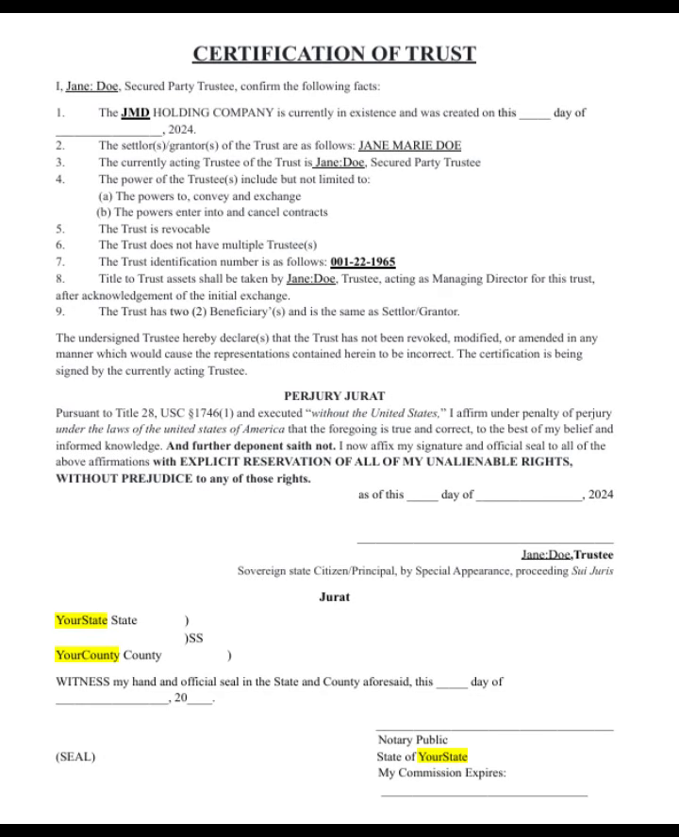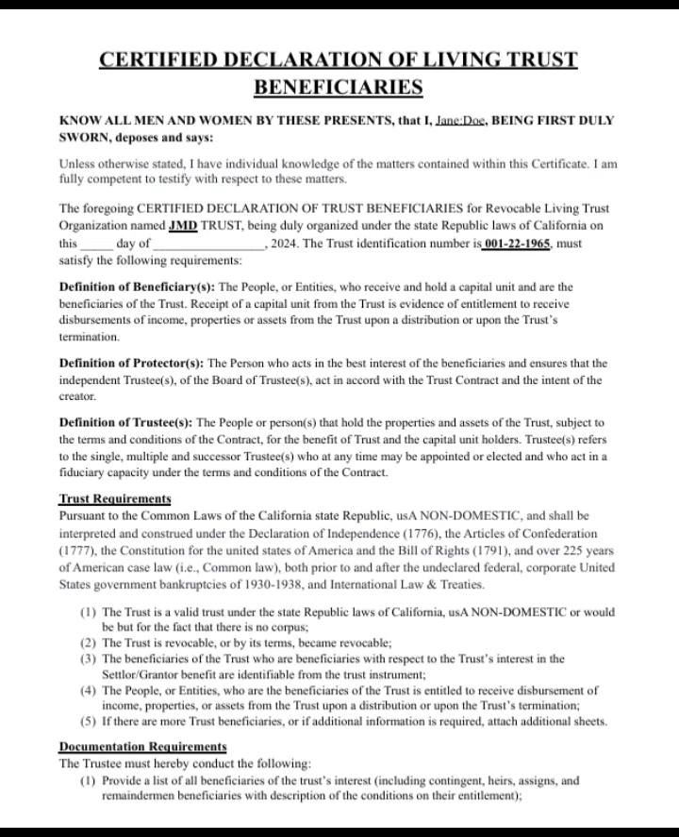5. The trust is revocable. 6. The trust does not have multiple trustees. 7. The trust identification number is as follows. 8. Title to trust assets shall be taken by Jane Doe, trustee, acting as managing director for this trust after acknowledgement of the initial exchange. 9. The trust has two beneficiaries and is the same as the settler grantor. The undersigned trustee hereby declares that the trust has not been revoked, modified, or amended in any manner which would cause the representations contained herein to be incorrect. The certification is being signed by the currently acting trustee. So then again, you'll have your perjury, jurat, notary again.